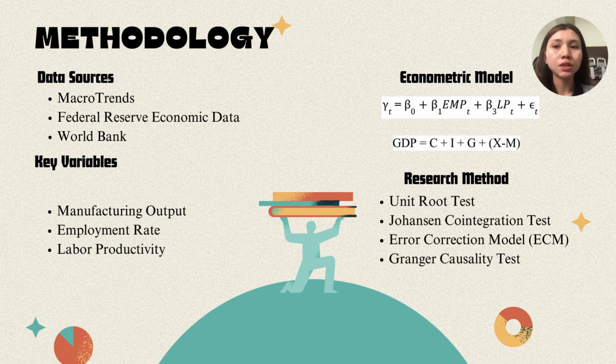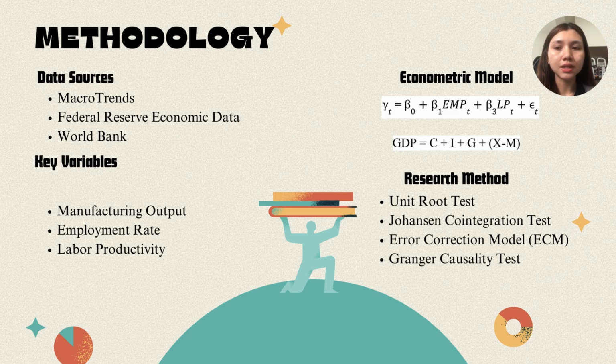The first one is the unit root test, or the Augmented Dickey-Fuller test. We employ this test to assess the stationarity of variables, ensuring they were appropriate for further analysis. The second one is the Johansen cointegration test. This test was used to identify long-term equilibrium relationships among the variables. The test indicated a strong long-term trend.